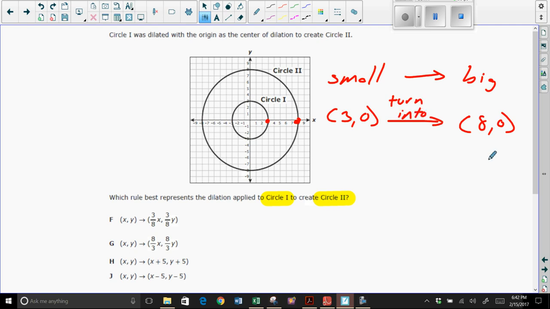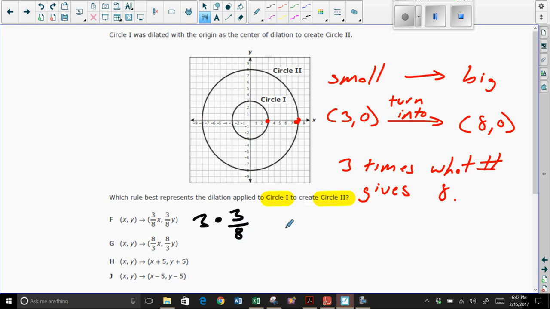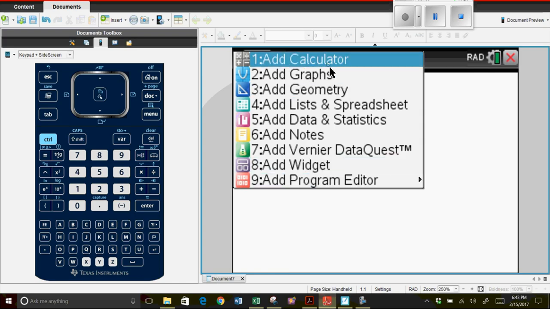So basically what I have to figure out is 3 times what number gives me 8. Three times what number gives me 8. I'm going to look at my choices. I'm going to take the 3 that I have and multiply it times the number that's here. This is my scale factor. So 3 times 3/8, and I'm going to see if that gives me my answer of 8. I'll put that into the calculator.